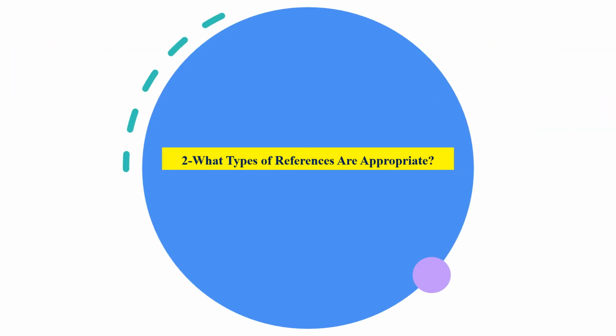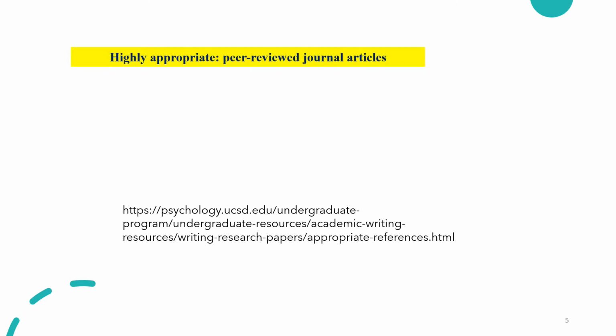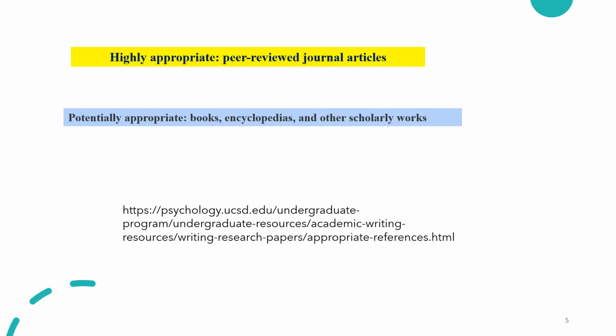So the second topic in our agenda: what types of references are appropriate or suitable in your research paper? Actually, we can divide these types of references that are suitable for your research and scientific paper according to levels of high, medium, and low. Highly appropriate is to go back to peer-reviewed periodicals or journal articles. This is very important for you and they will support your scientific paper.